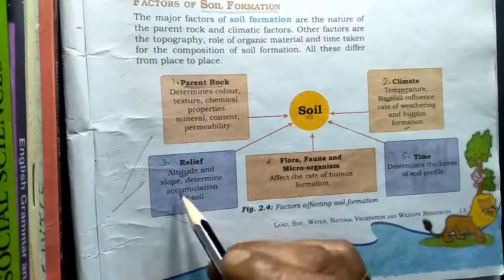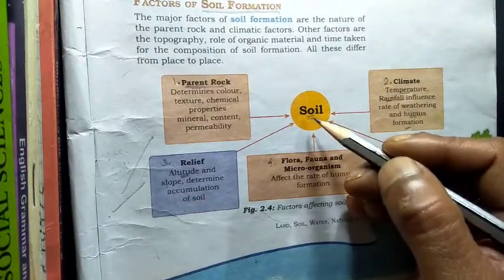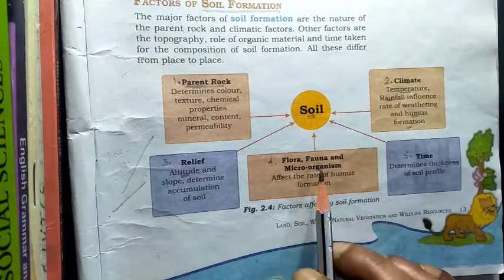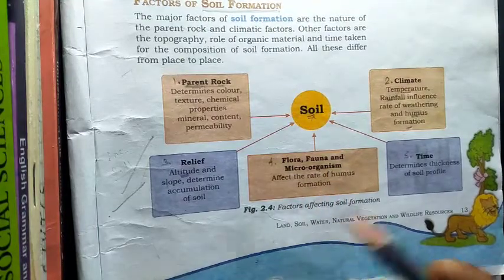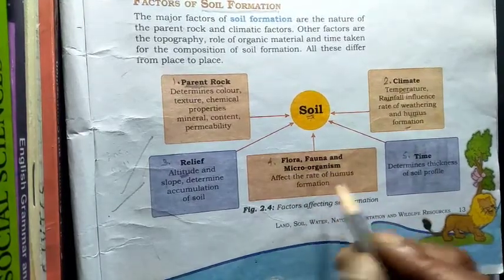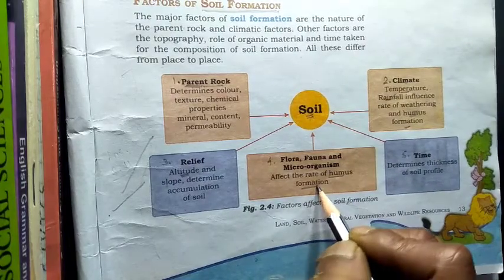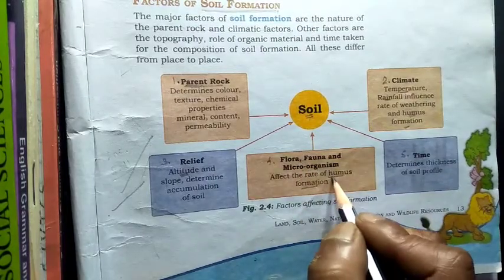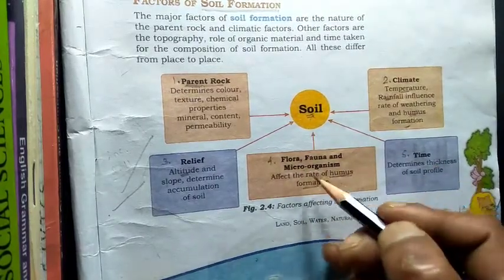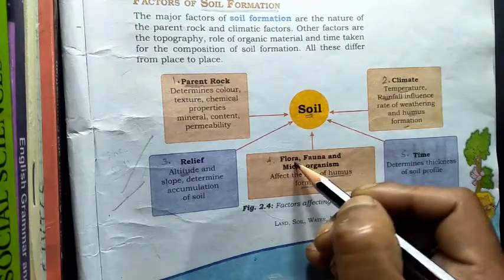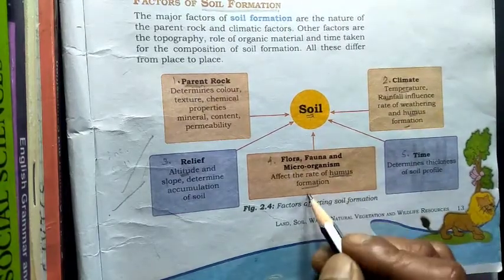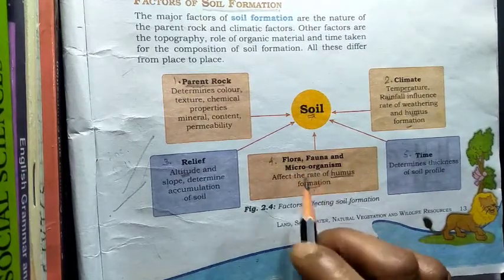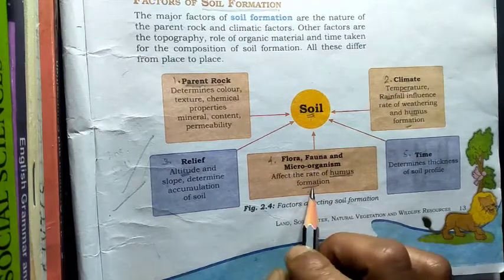The slope also determines the soil accumulation. Then comes flora, fauna and microorganisms. This one we can say about the plants and animals, and they mainly affect the rate of humus formation. If microorganisms are more, if vegetation is more, automatically humus formation will be higher, and if microorganisms and vegetation are less, the humus formation rate also will be slower. So we can say the presence of flora, fauna and microorganisms determines the rate of humus formation.